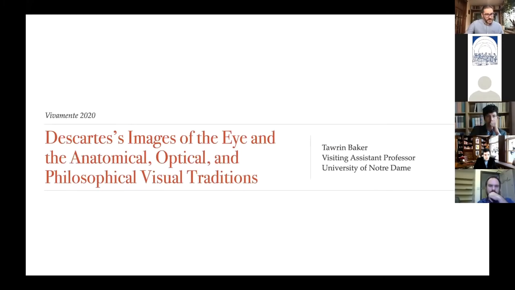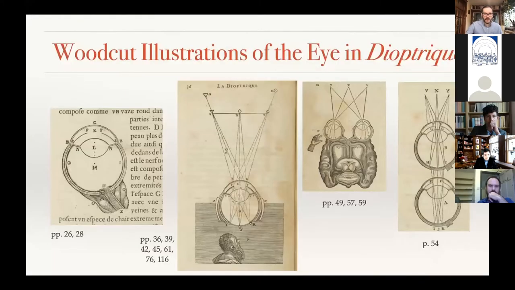Descartes' images of the eye in his Dioptrique come after a 150-year period of development in visual representation in print. I will just focus on two woodcuts, produced 9 times in total in the work, but these form the basis for the insertion of the eye into many different contexts.